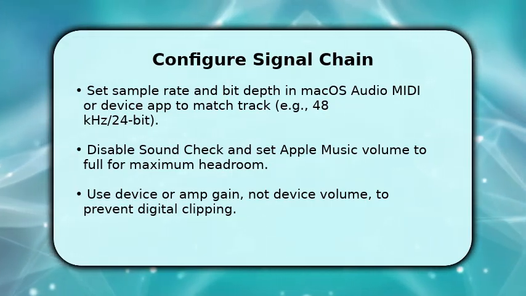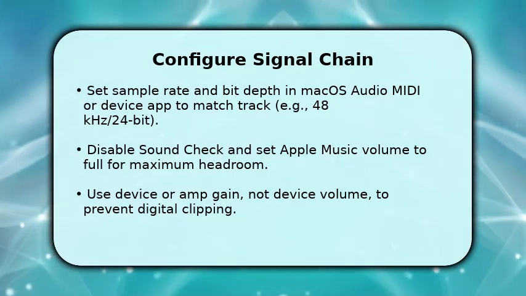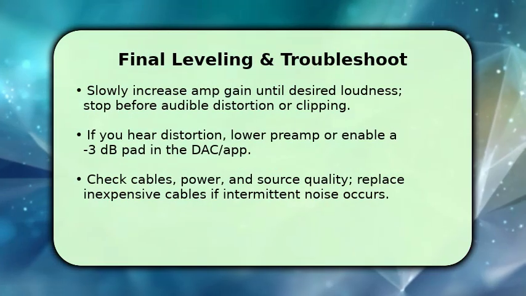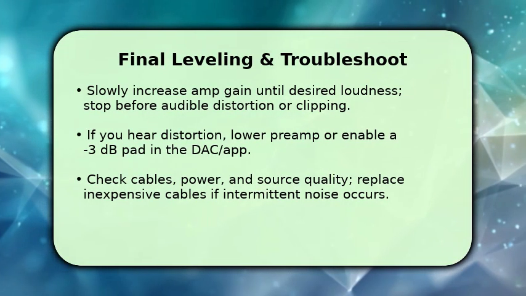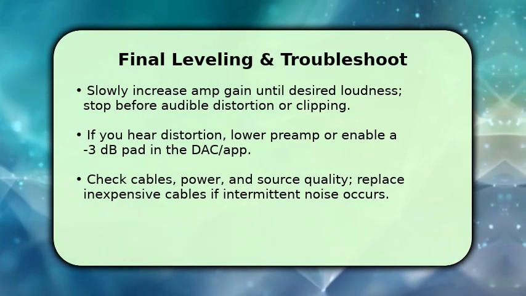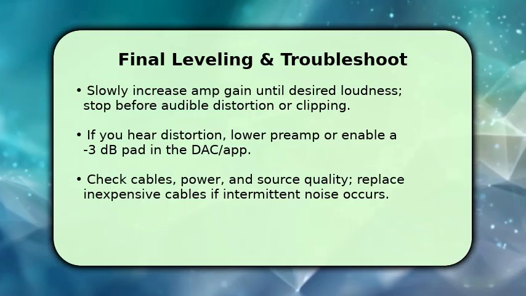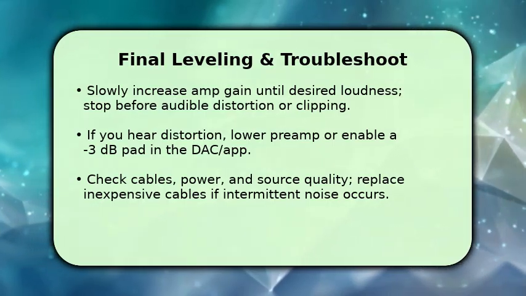Finally, set the final listening level at the amp or powered speaker. Slowly raise the gain until you reach comfortable loudness and monitor for clipping or distortion. If you hear artifacts, back the gain off a bit. If levels still seem low, enable a fixed pad or gain boost in the DAC app or swap to a higher gain amp.